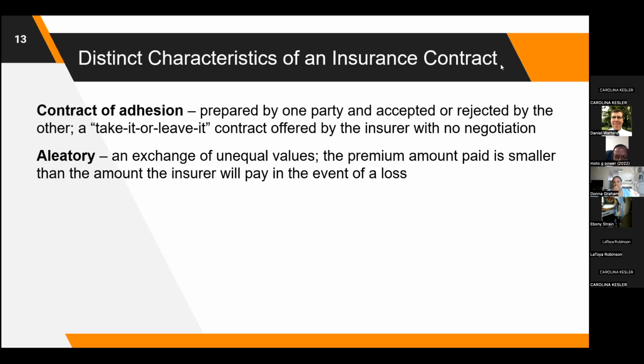Excuse me, aleatory. An exchange of unequal values. The premium amount paid is smaller than the amount the insurer will pay in the event of a loss. I always share my story of my very first contract I wrote on my own pen. I used to be a school teacher, and one of the gals I worked with, a fellow teacher, and we also taught a Sunday school class together. She had $30,000 worth of coverage on her husband only. She paid $72 a month for it. I went in and put $250,000 on him, $250,000 on her, $10,000 on each of their children. They had 4, and only $30 a month.